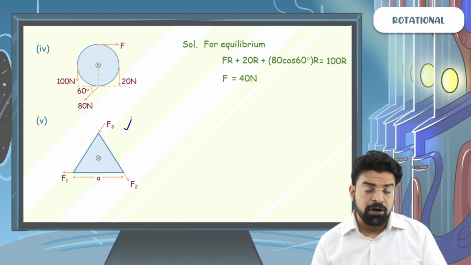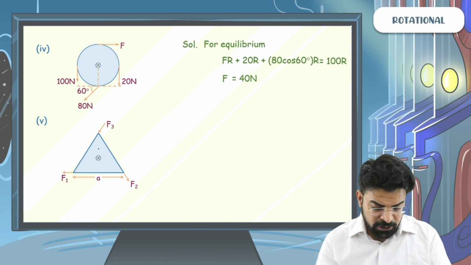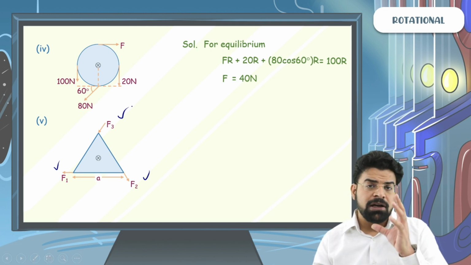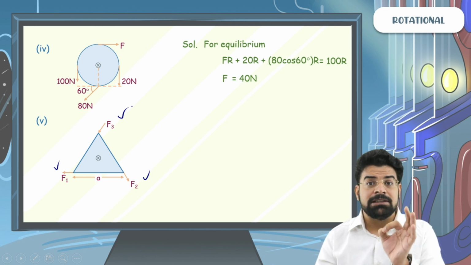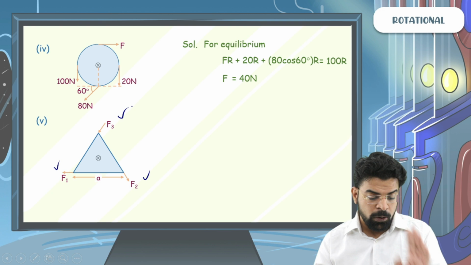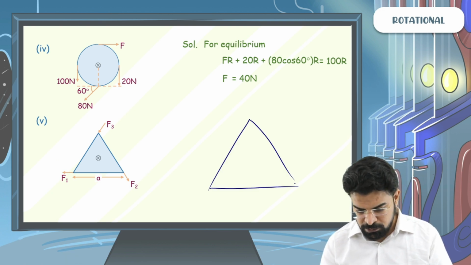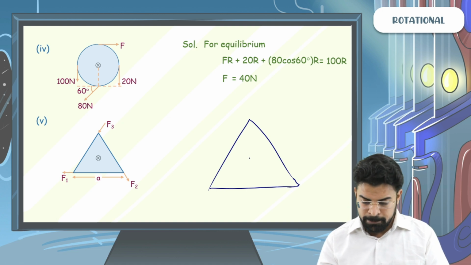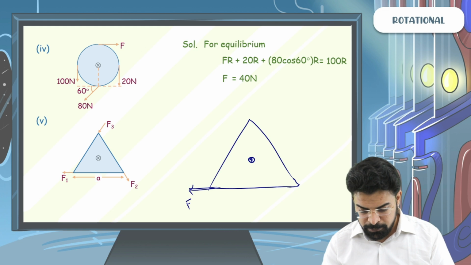Okay, let's see the next example. Here we have an equilateral triangle, and on this equilateral triangle we have applied forces F1, F2, F3. What is the relationship between F1, F2 and F3 for the system to be in equilibrium? Now beta, be calm, think over it one at a time. So this is the equilateral triangular plate, hinged at the centroid. We are applying a force F1.